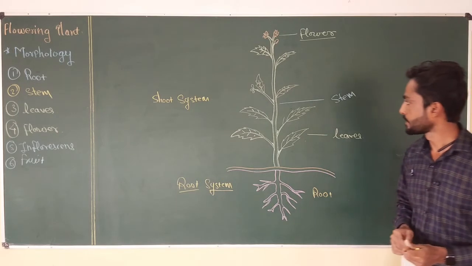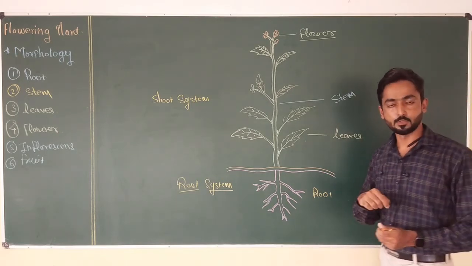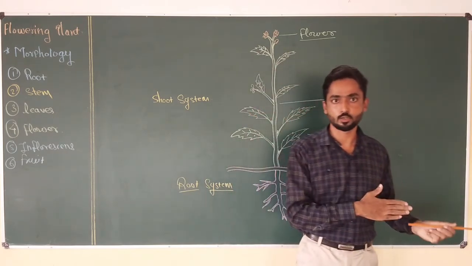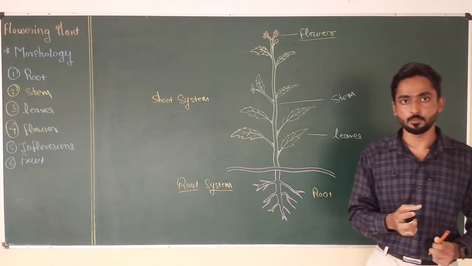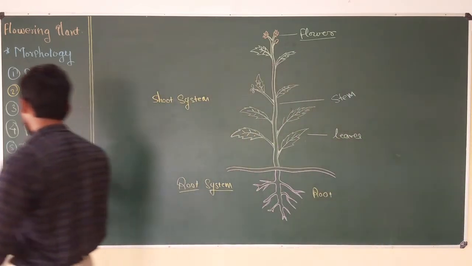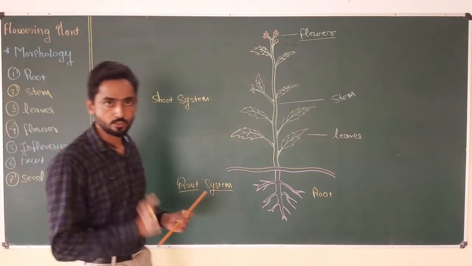The next part of this series is seeds. We know that inside the fruits, seeds are present. It is not so in the case of parthenocarpic fruit, but in the case of normal fruit, we observe seeds. So I am going to discuss in detail the seed structure and function of different seed parts in the angiospermic plant.